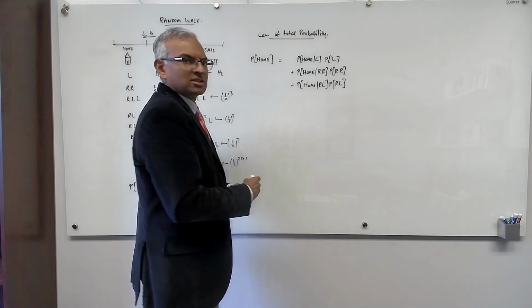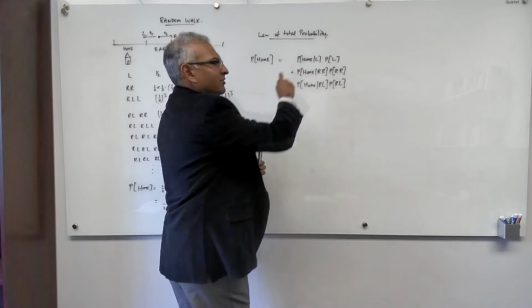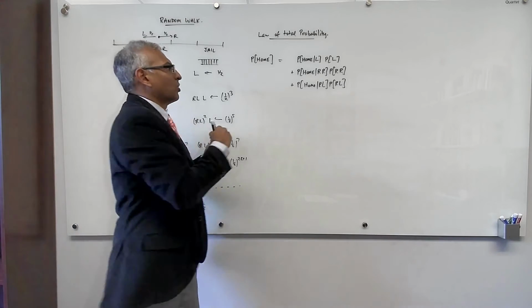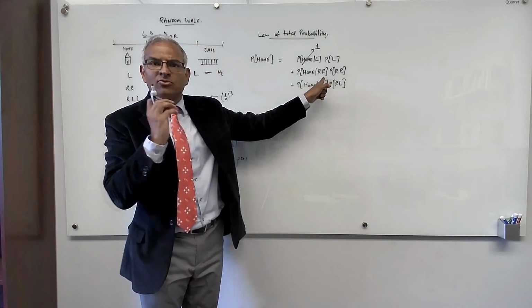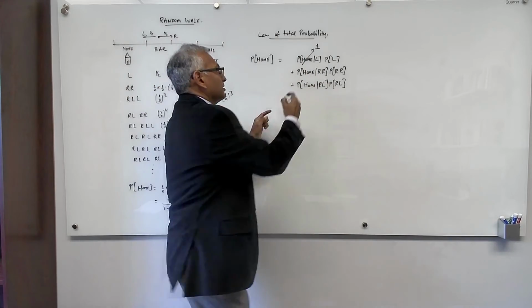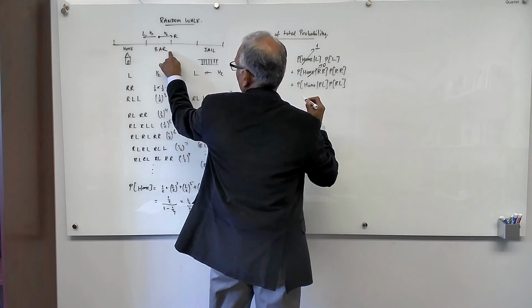Now comes the interesting part. The probability to make it home, given that he moved left, is 1, because he's already at home. So this is 1. The probability to make it home, given he moved right, right, is 0, because he's in jail. So this is 0. Right, right, right.